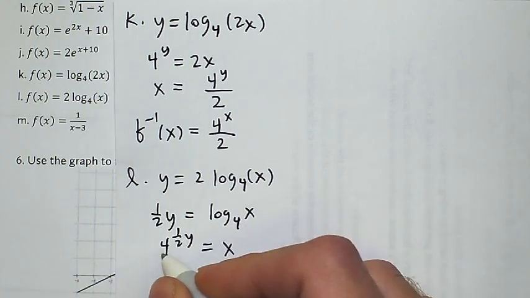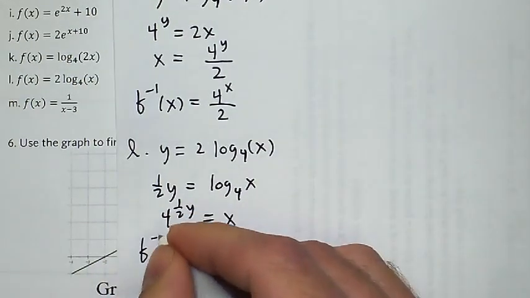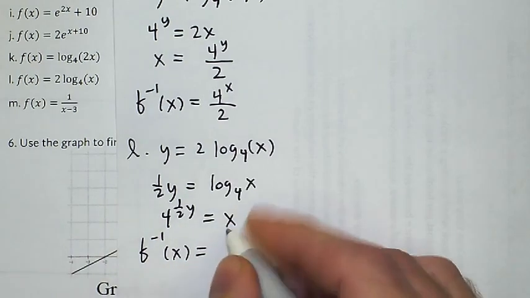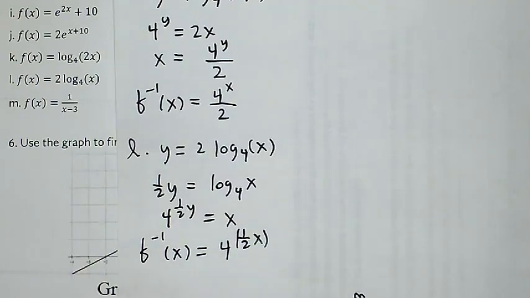And yes, you could say that's 4 to the 1/2, which is 2 to the y. But I'm just not going to, because if you're unsure about it, you should just stick to what you're sure about. And that would be just switch x and y. So f inverse of x is 4 to the 1/2 of x. Maybe I'll put that in parentheses so you can see that's the whole exponent. So that was L.